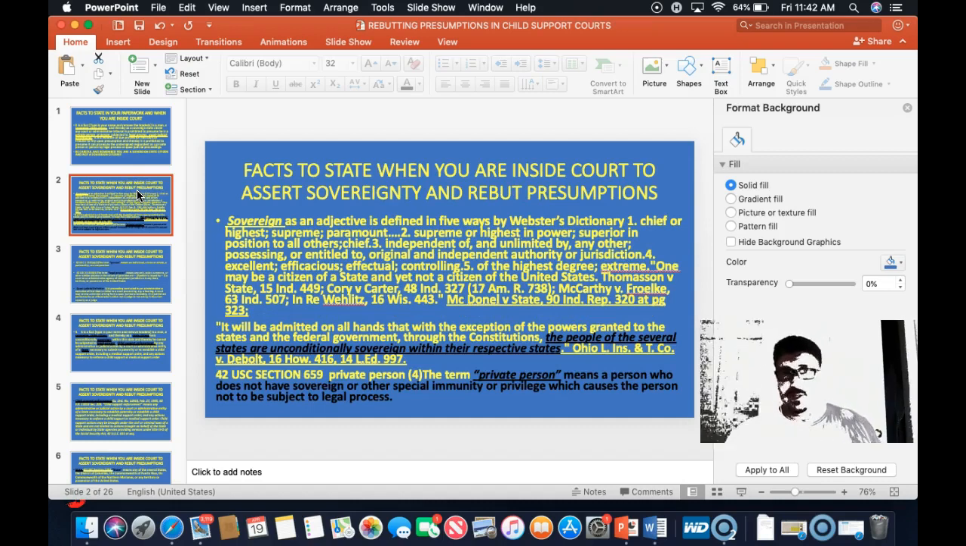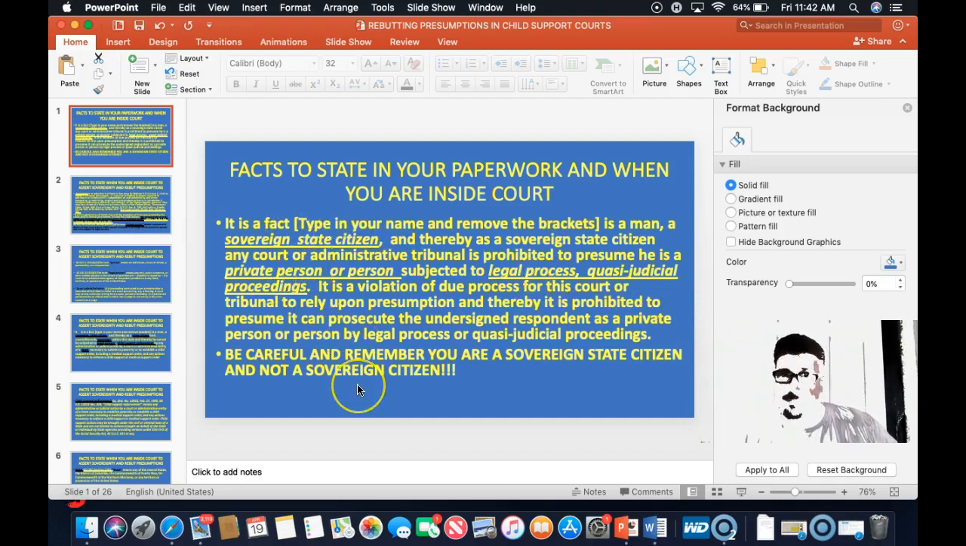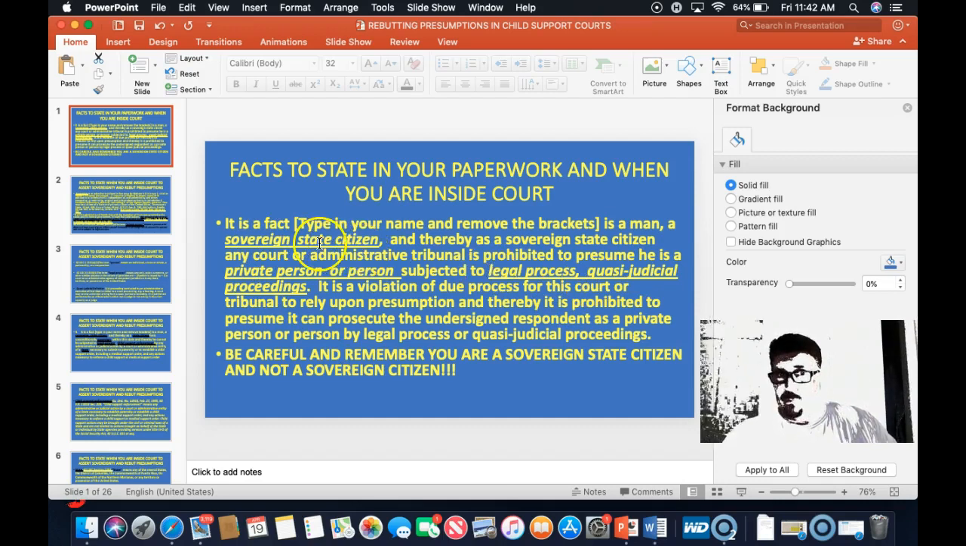Again, these are facts to state when you are inside court to assert sovereignty and to rebut presumption. Sovereign as an adjective. Now, this is what is here: sovereign state citizen. What I do in my paperwork is I put footnotes. Everything that is underlined here, I add a footnote and I prove it. I put a citation, a court decision, an adjudicated fact. So these are all proven. These are no longer presumptions. It's not a presumption that I'm a sovereign state citizen.